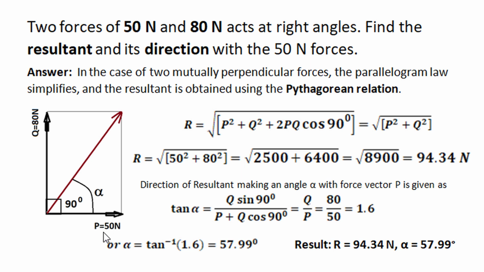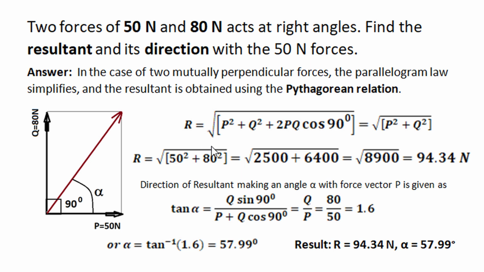Two forces, 50 Newton and 80 Newton, act at right angle. Find the direction and magnitude of resultant. So in case of two mutually perpendicular forces, the parallelogram simplifies and the resultant direction and magnitude is obtained simply by the Pythagorean relation that applies on a right angle triangle.